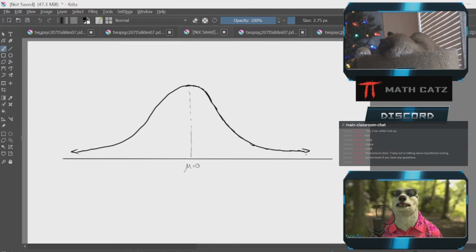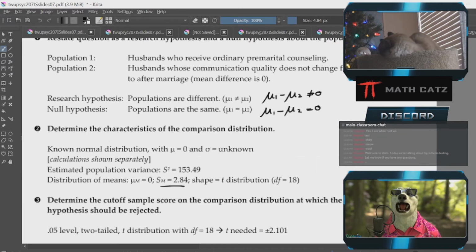And I don't know why my pen is so thin. Maybe that's better. 0 mu. And we're seeing, well, what did our next page? Nope, apparently not next page. There we go.